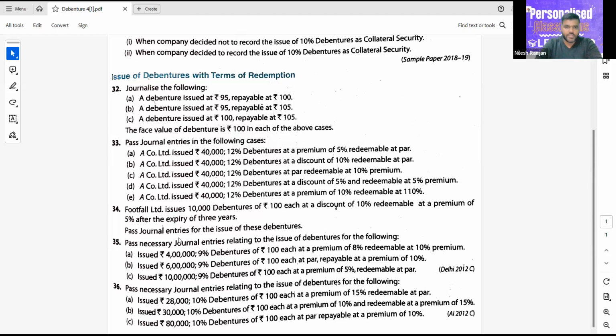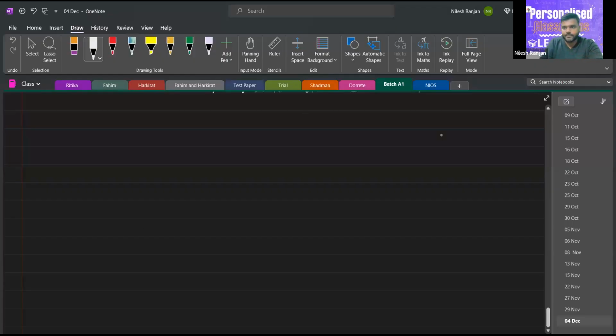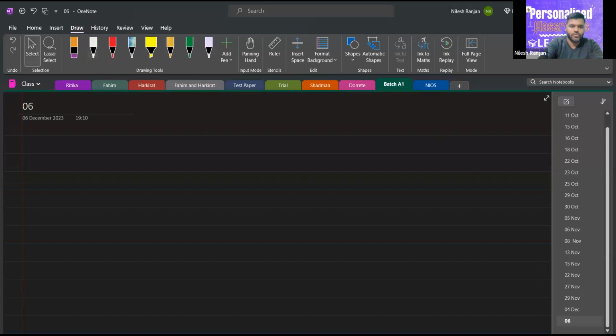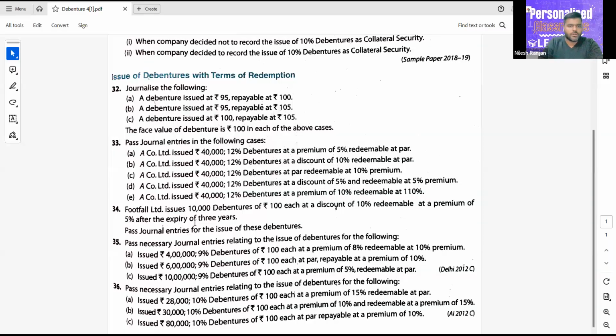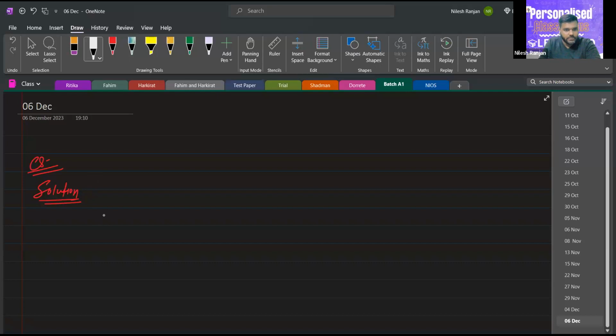So let's take the first one. A Company Limited issues 40,000. Now, 40,000 is the amount here, not the number of debentures. It is issued at 5% premium. So 40,000 into 5%, it will be 2,000. So 42,000. We have issued our debenture.